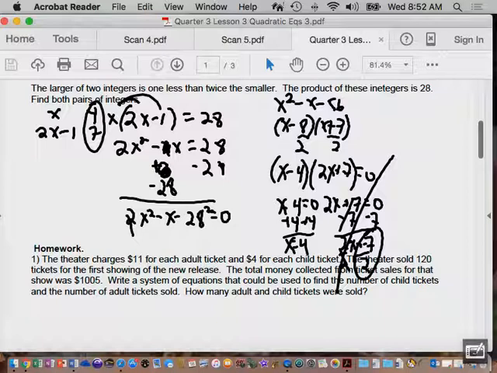Why can't we do negative 4, negative 7? You said that those two are the only ones. Because one has to be one less than twice the smaller. And negative 7 is not one less than twice negative 4. It's one more than twice negative 4. Anything else?